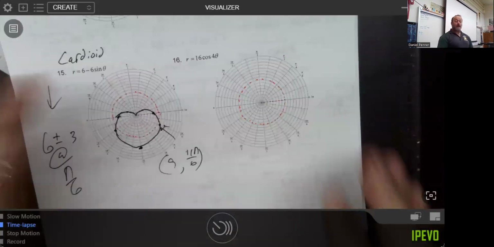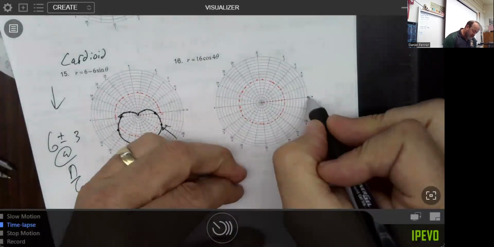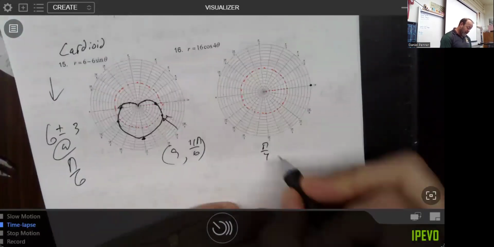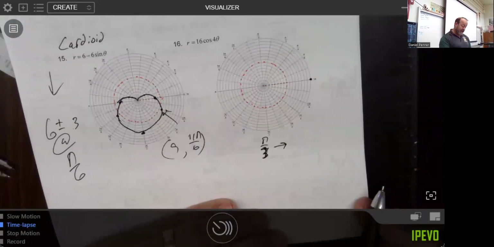And a beautiful thing about a cosine rose is it always has a petal at 0. That's amazing. So I know I have this petal that goes out 16 units. My target, I told you, for a cosine was I love pi over 3, right? Because that's where it's a half.